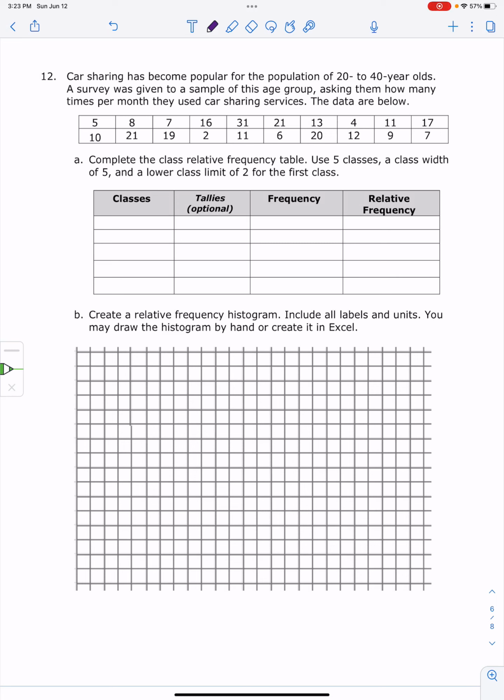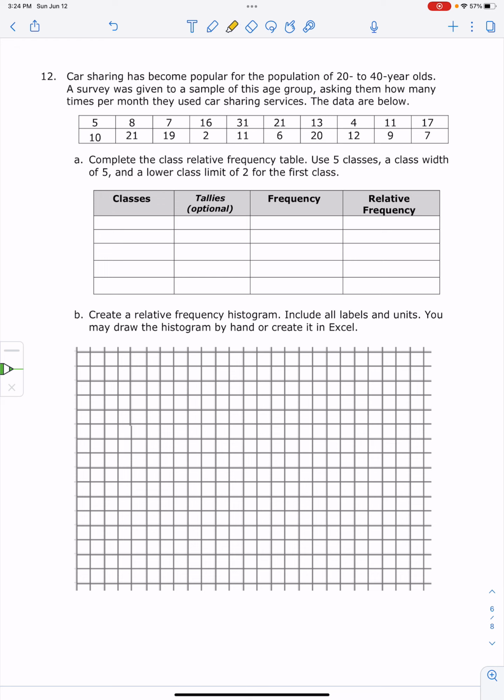Okay, here is the Intro to Stats Exam 1 review, page 6. So we are going to work with a histogram at this point. We have car sharing for 20 to 40-year-olds. So we've given a survey asking them how many times per month they use car sharing services. Okay, that you could have read.